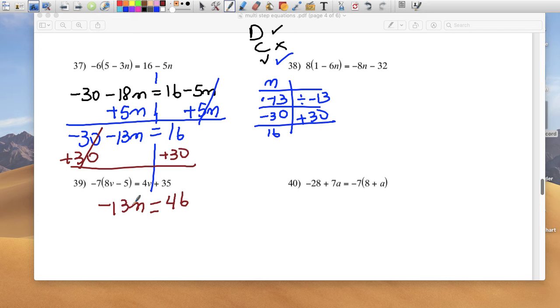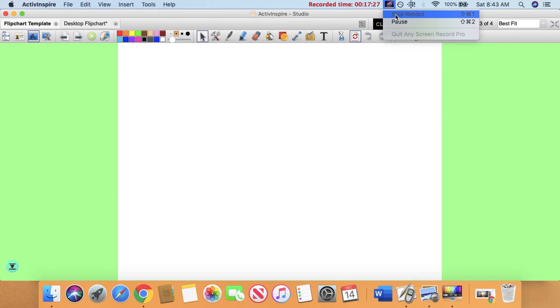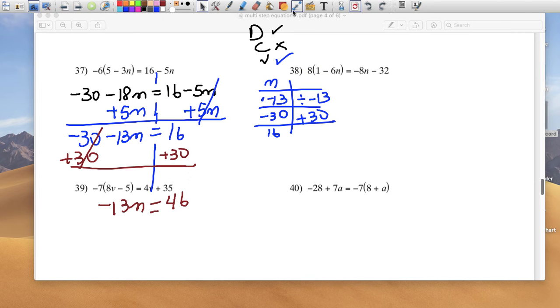Just give me a second just to make sure I have this correct. 16 minus 5n, that goes away. 18 plus 5n is negative 13n plus 30, 16 plus 30 is 46. Give me a fractional value. Just let me pause this for a second. Well, yep, I did it wrong, so I'm going to do it again.